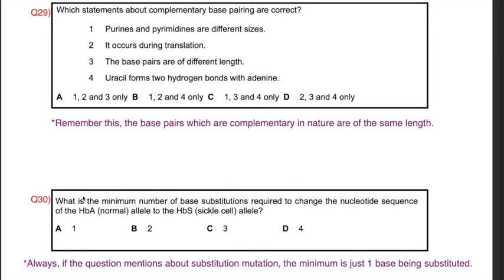Therefore, answers having 3 in it are incorrect, leaving us with the best possible answer being B, 1, 2 and 4 only. Yes, purines and pyrimidines are of different sizes. Complementary base pairing does occur during translation. Uracil forms 2 hydrogen bonds with adenine. That is also correct because A binds with T or U using double bonds or 2 hydrogen bonds. Therefore, again the answer is B, 1, 2 and 4 only. 3 is incorrect because the base pairs are of the same length. They are not different.